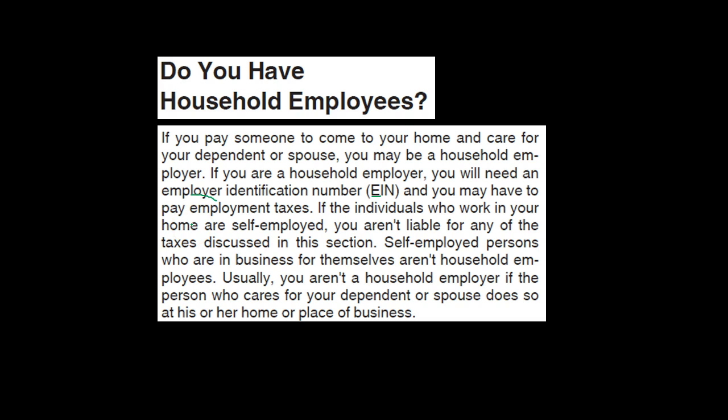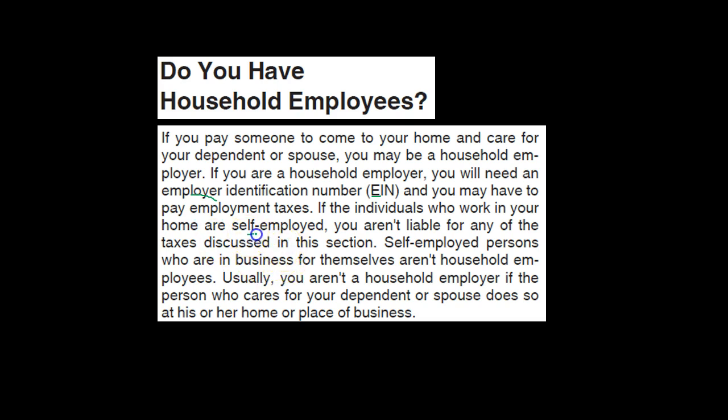So employment taxes, you might have to file the employment taxes, Social Security and Medicare possibly, as you treat the household worker as an employee, and go through the requirements with regard to that, including possibly reporting the employee information, W-2 type information, and withholding things such as the payroll taxes. Back to the text. If the individuals who work in your home are self-employed, you aren't liable for any of the taxes discussed in this section.